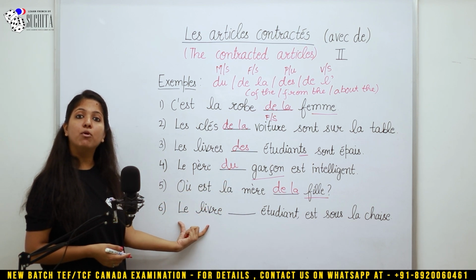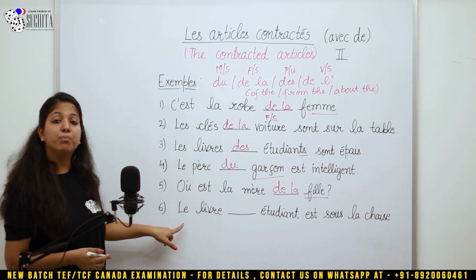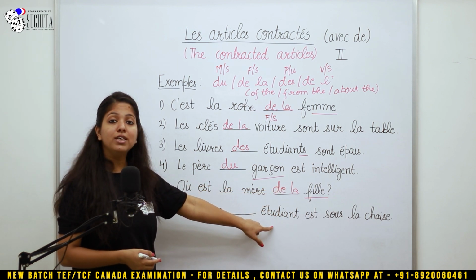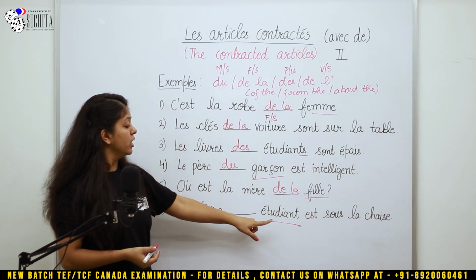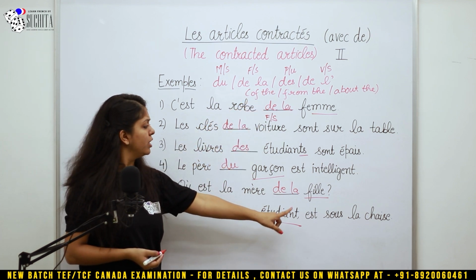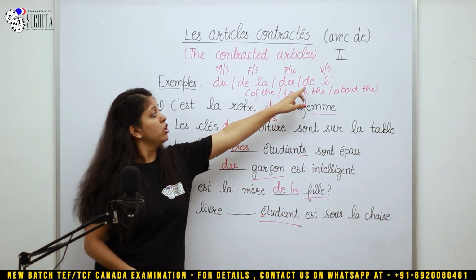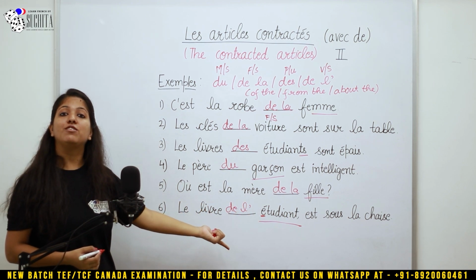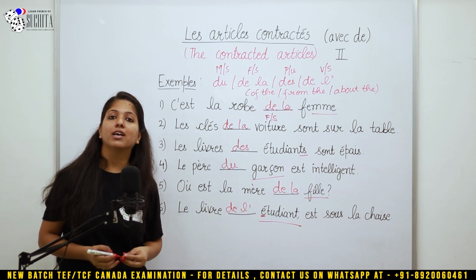Le livre, the book, étudiant, est sous la chaise. So, the book, student, is under the chair. So, student, the meaning is perfectly alright. The book of the student. Now, the student, is it plural? No, that's not plural. Does it begin with a vowel? Yes, it begins with a vowel. So, you will put le livre de l'étudiant est sous la chaise. The book of the student is under the chair.